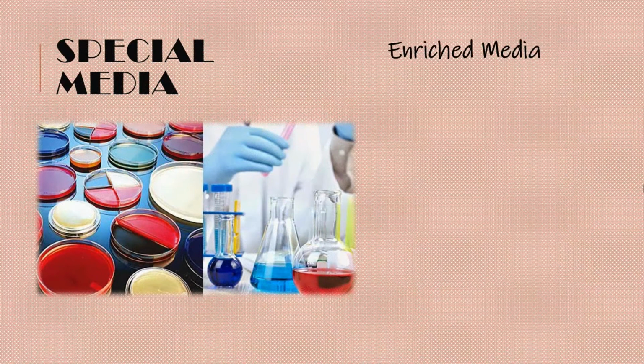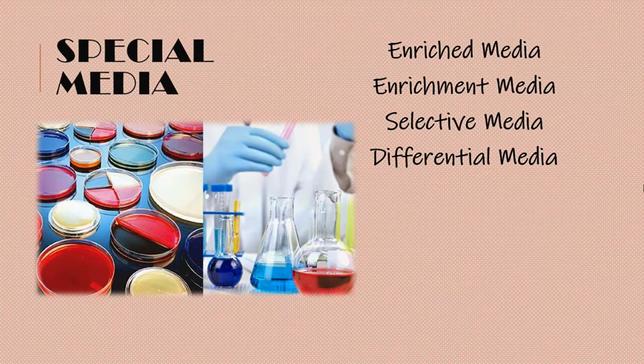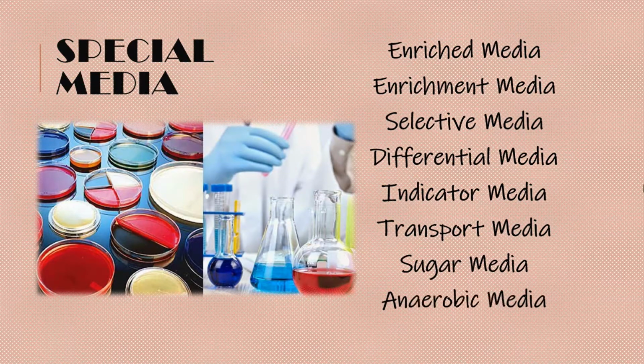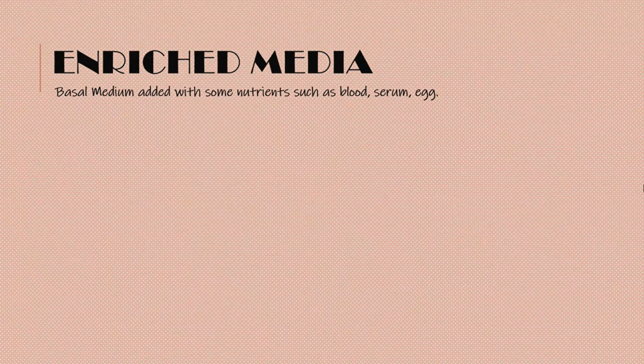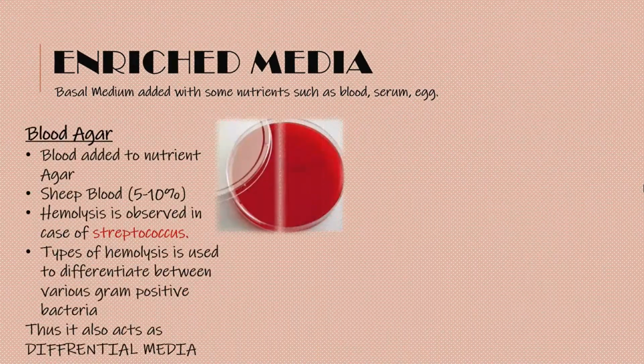Coming to the special media, the different types are enriched media, enrichment media, selective media, differential media, indicator media, transport media, sugar and anaerobic media. Now let us discuss in detail about each one of these. The enriched media. In enriched media, the basal medium is added with some nutrients such as blood, serum or egg. Some of the examples of enriched media are blood agar, where sheep blood 5 to 10% is added to the nutrient agar.